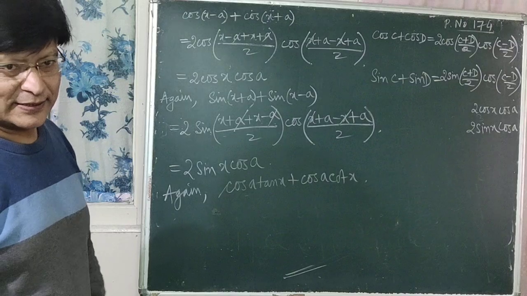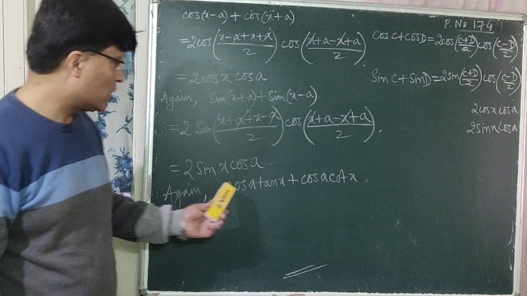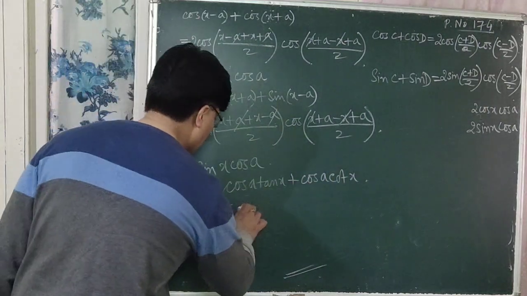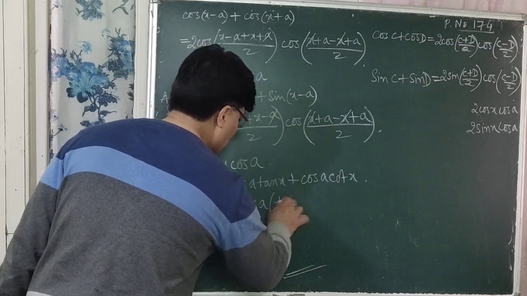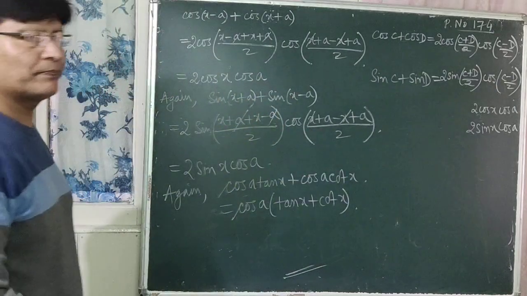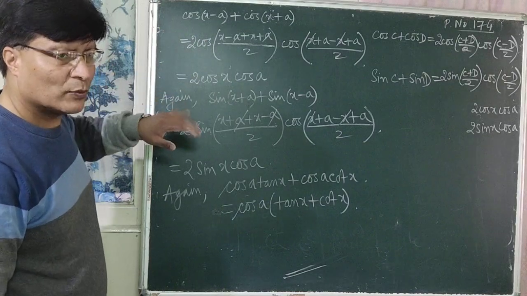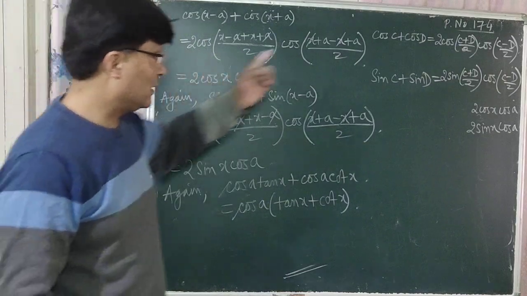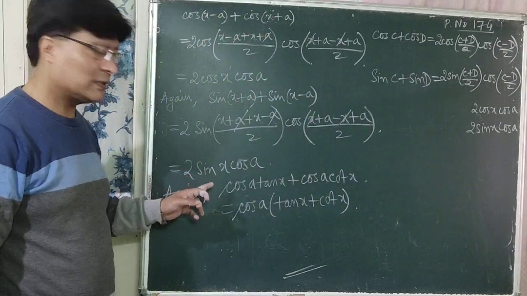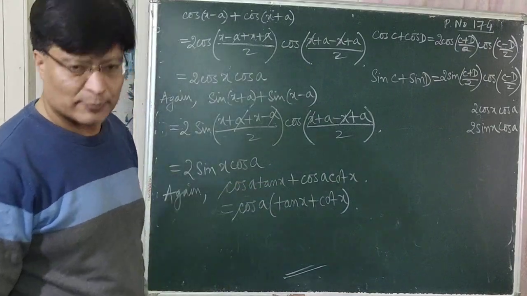Now let us simplify it. The third element of the first column was cos a tan x plus cos a cot x. So what is common here? It is cos a within bracket. What do we get? Tan x plus cot x. I think you have understood these two. When you see the formula, that formula is cos c plus cos d and sin c plus sin d. But in this case we are taking common here. Cos a is taken common, so within bracket we have tan x plus cot x, right?